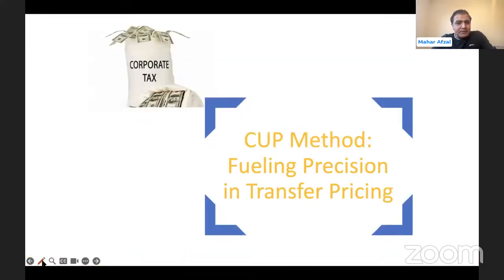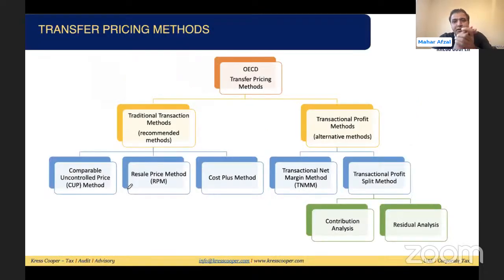So today we are discussing the comparable uncontrolled price method of transfer pricing. So what is comparable uncontrolled price? As Ms. Faiza has already discussed, there are various methods to assess the transfer pricing. So what is transfer pricing? What should be the transfer price between the related parties and between the connected persons?